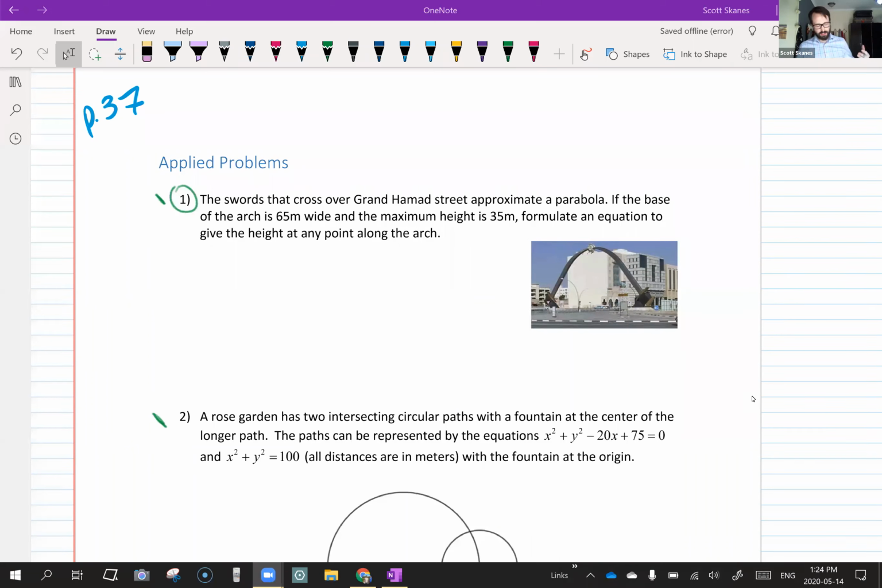But let's get started. Let's see how we can take some information that we've been given on a page, sometimes very little information, and make it into one of the three shapes.